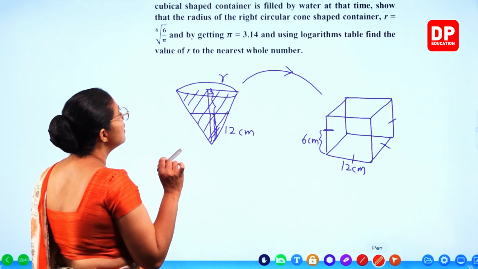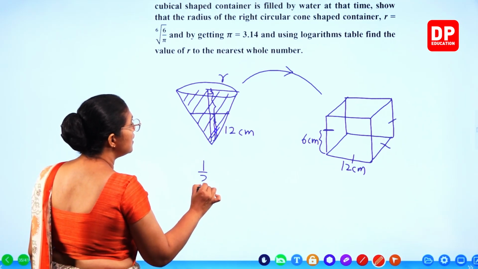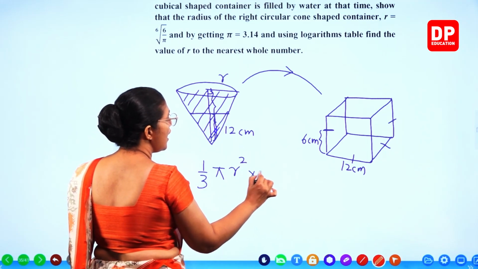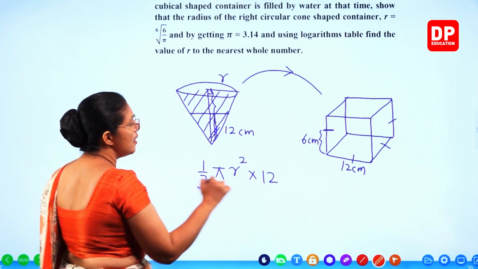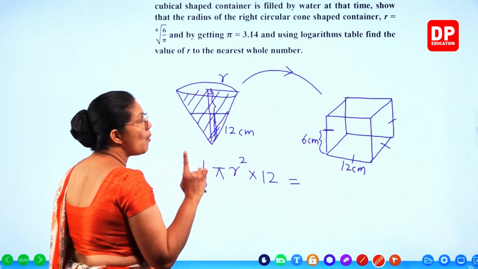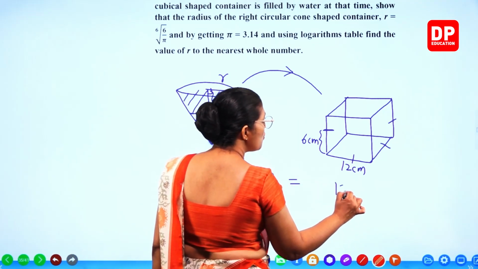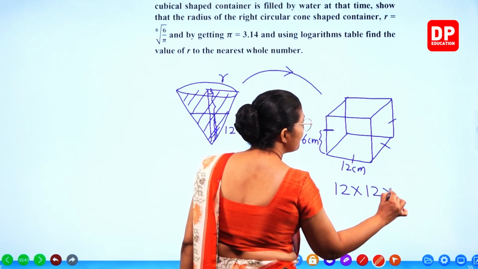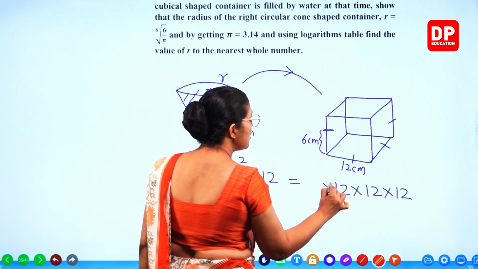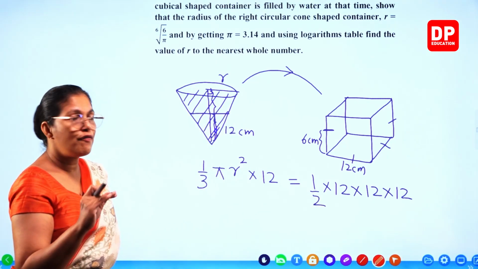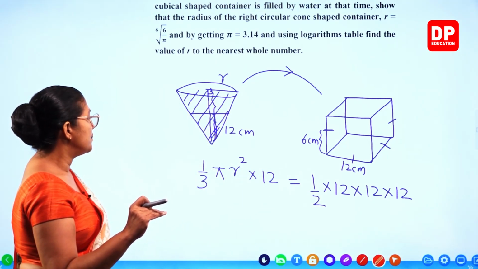Volume of the cone, 1/3 pi r squared h. H you can take as 12. That's equal to, what's the volume of the cube-shaped container? 12 into 12 into 12, length into width into height. But you have to multiply by half because it's only half filled with water.